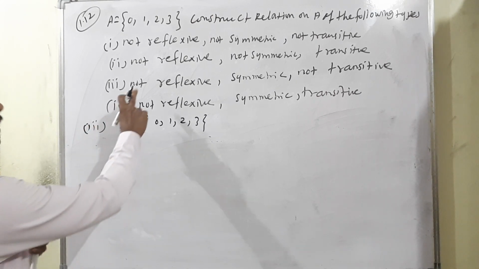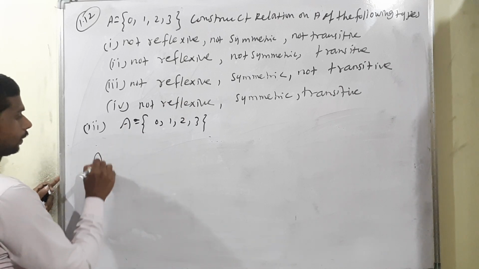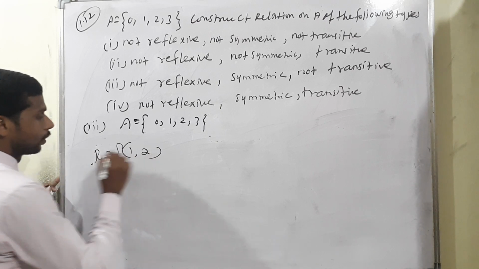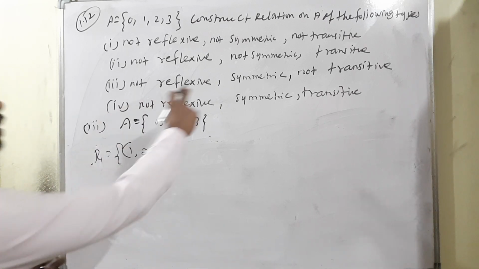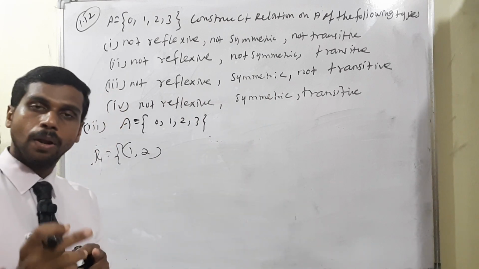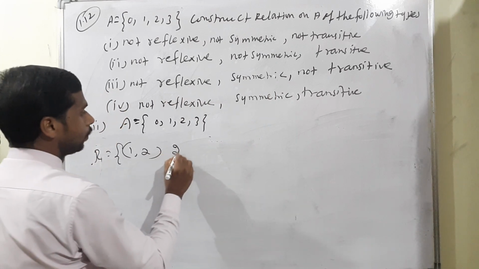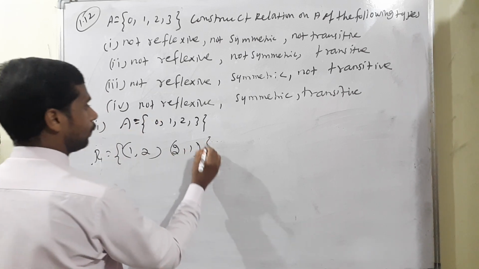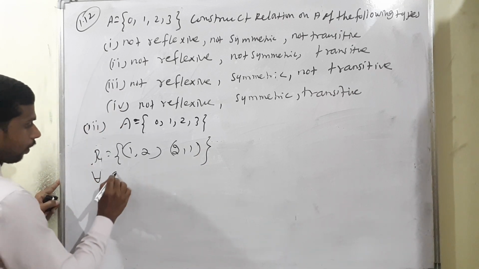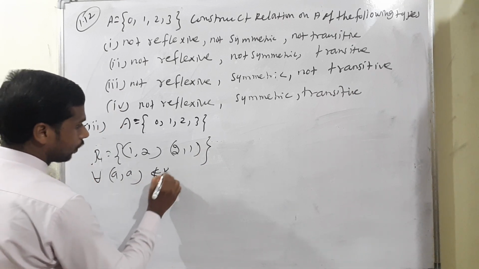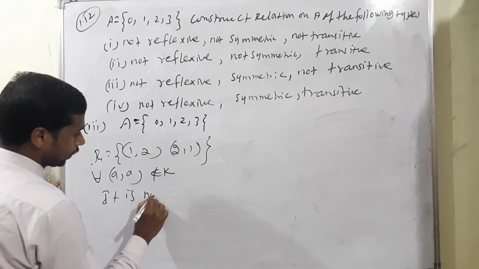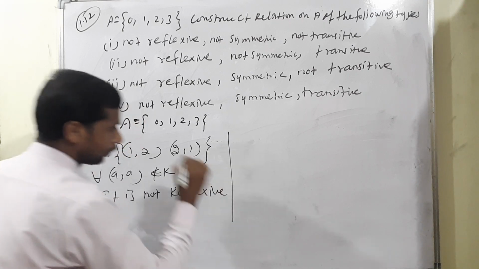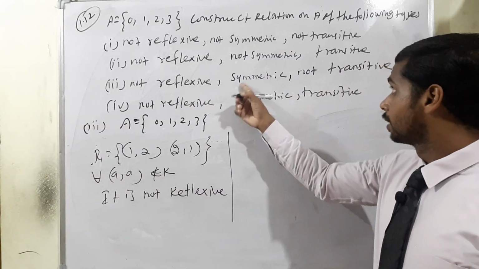Third one, not reflexive. Again, not reflexive means the same condition we need. A is already there, no? So R is equal to the first pair 1 comma 2. Then symmetric we need. Symmetric means if (a, b) belongs to R then (b, a) also. Therefore, 2 comma 1 also we have to take. But we have to show not transitive. Now, the first one we can write directly. For all a, (a, a) does not belong to R. Therefore, it is not reflexive. The next one, symmetric.